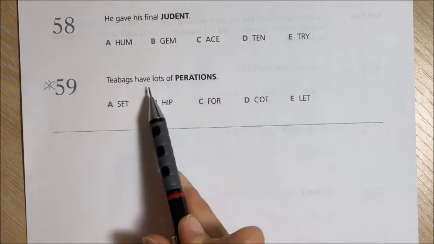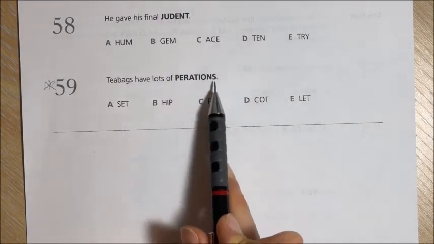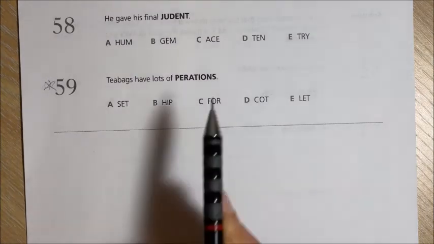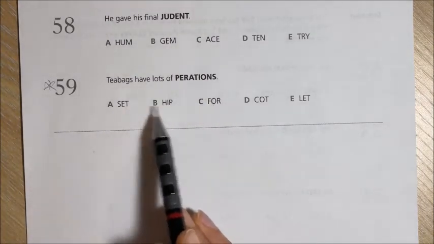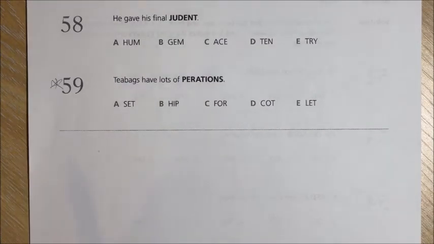Tea bags have lots of pearations. Now, obviously, pearations is not a word, so we need to put one of these words into it in order to make the sentence make sense. Tea bags have lots of little holes in them to allow the water to soak with the tea and brew the cup of tea. Another word for small holes is perforations.